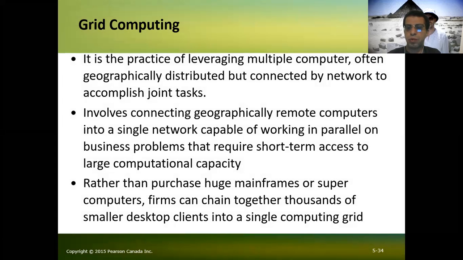Grid computing. Grid computing is basically a practice of leveraging multiple computers, often geographically dispersed but connected by a network, to accomplish joint tasks. I think there is something that comes to your mind right now. Let me know what's coming. What do you think? Which one is using grid computing a lot, and you are probably involved or not? I'm not sure about it.